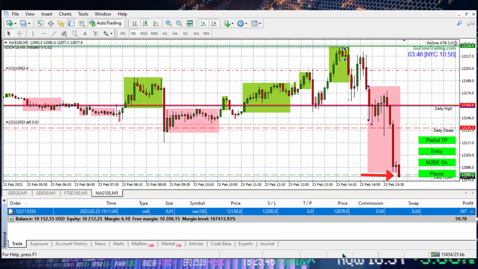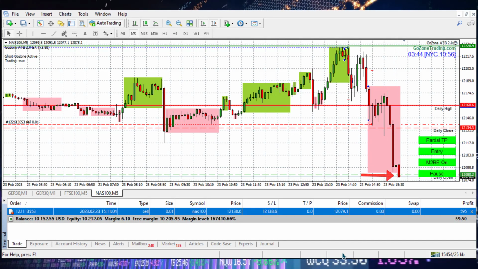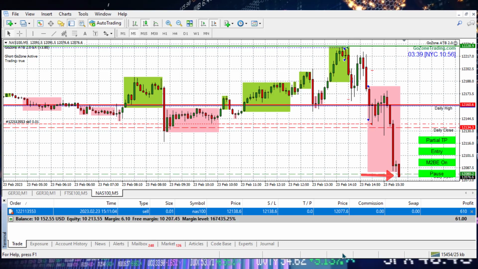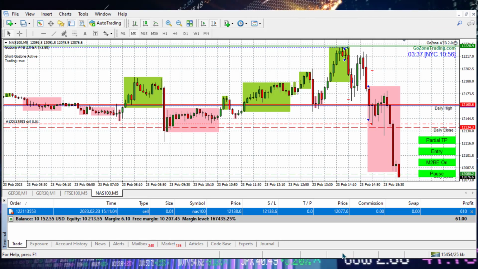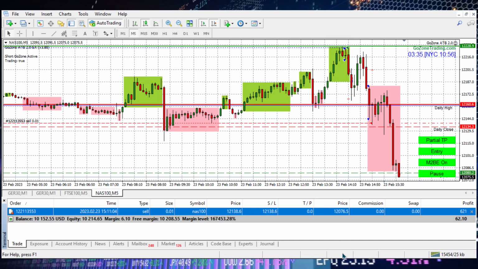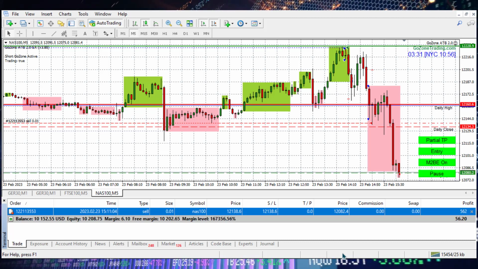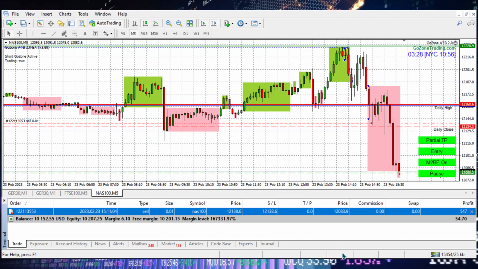We have now hit our first take profit target of 60 points, and the ATB has closed out 50% of our trade as instructed, and has also moved our stop to our entry, so there's no way we can lose on this trade. At this point, your stress levels should be at 0. Now we sit back and see just how much the market is going to offer us today.